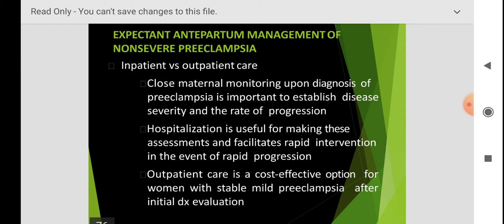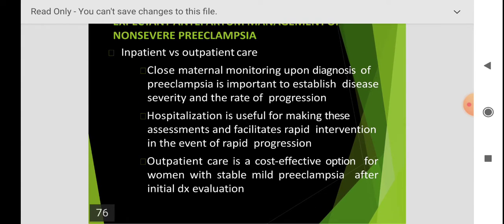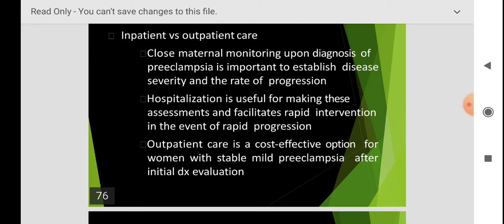Expectant antepartum management of non-severe preeclampsia. In non-severe, again you can manage her as outpatient or inpatient. Now, how do you decide whether you want to admit her and manage, or you can treat her on an outpatient basis? How should it be done?